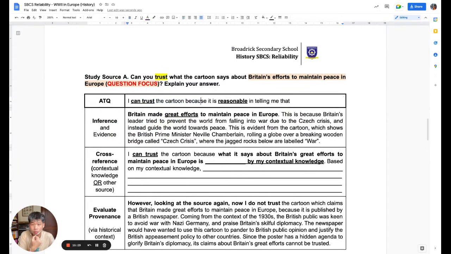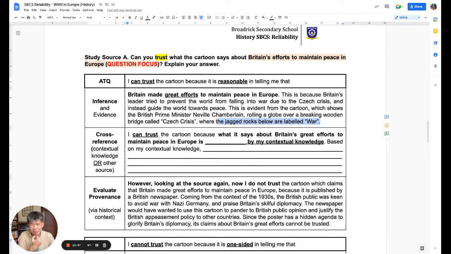I can trust the cartoon because it's reasonable in telling me that Britain made great efforts to maintain peace. This is because Britain's leader tried to prevent the world from falling to war and instead guide the world towards peace. And I can see it from the cartoon, which shows Neville Chamberlain rolling the globe over the breaking wooden bridge, where if it were to fall, it would fall into war.